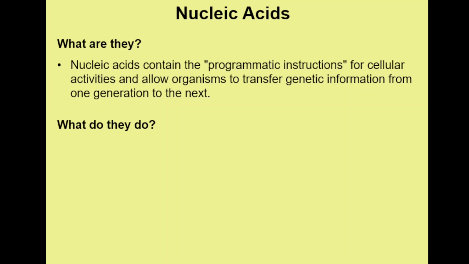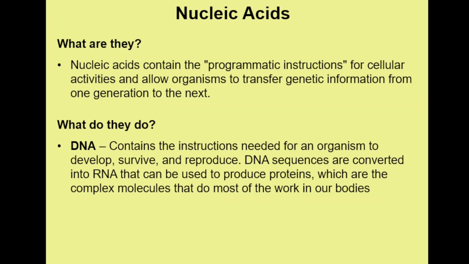There are two types of nucleic acid. First, there's DNA. So this contains the instructions needed for an organism to develop, survive, and reproduce. And these DNA sequences, which we would refer to as genes, are converted into RNA that can be used to produce proteins. And these proteins are the complex molecules that do most of the work in our bodies.